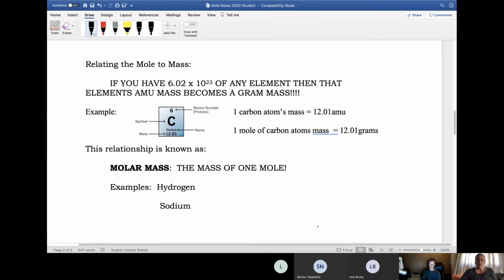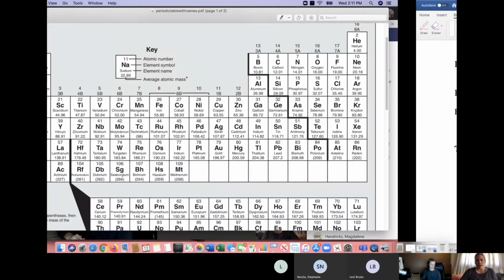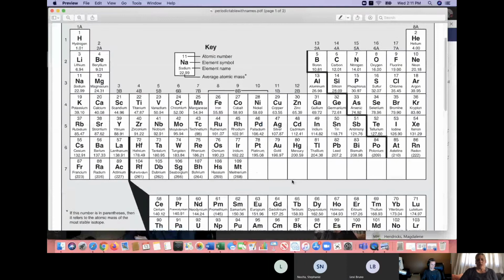So here's the beauty of the periodic table. I'm going to look at the periodic table we normally use in class. On this periodic table, the masses at the bottom are how many grams it would be if I have 1 mole of particles. So for example, let's take a look at carbon. If I have 1 mole of carbon, which is 6.02 times 10 to the 23rd carbon atoms, and I put that sample on a balance, it would have a mass of 12.01 grams.